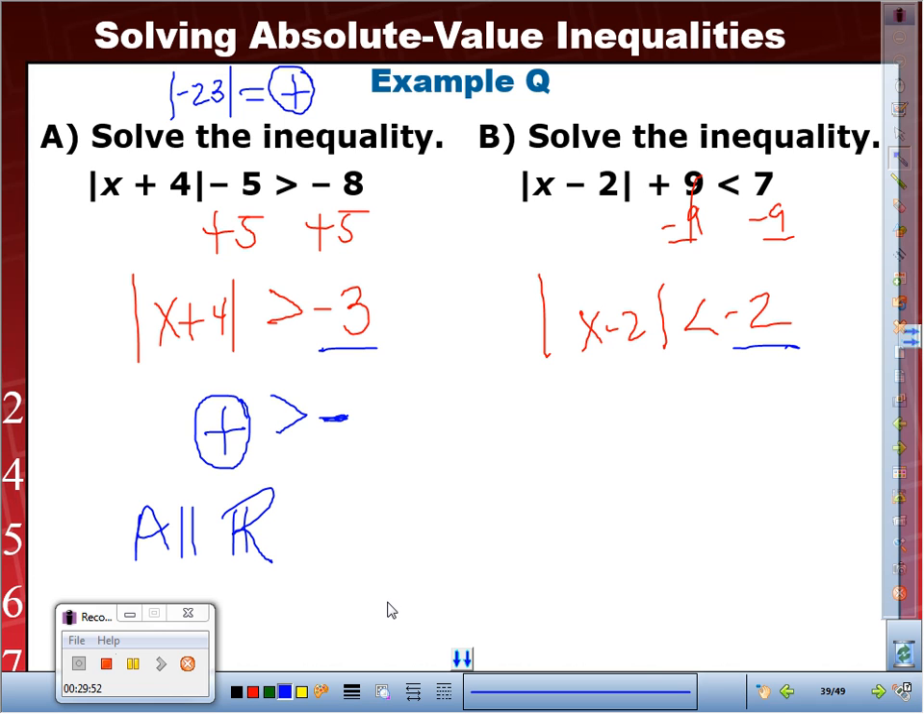However, look at this one. This, we said, is a positive. Is a positive less than a negative? No. Therefore, whenever you have an absolute value less than a negative number, this one is no solution. Those are the only two situations that you're going to encounter when you have negatives.